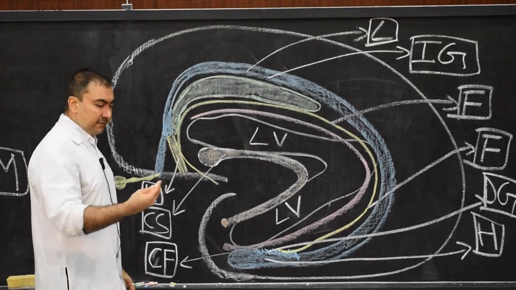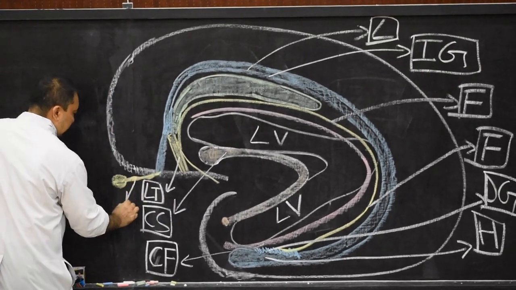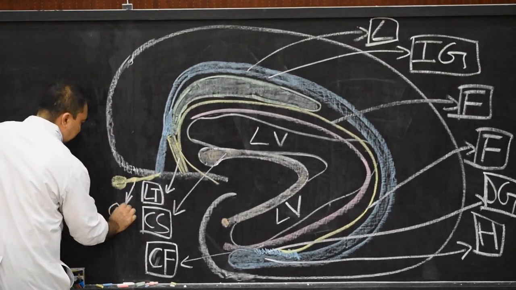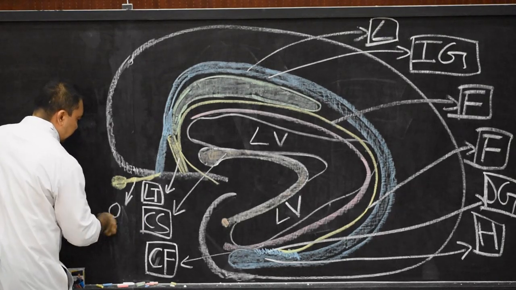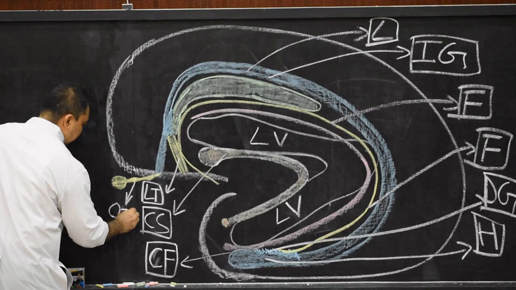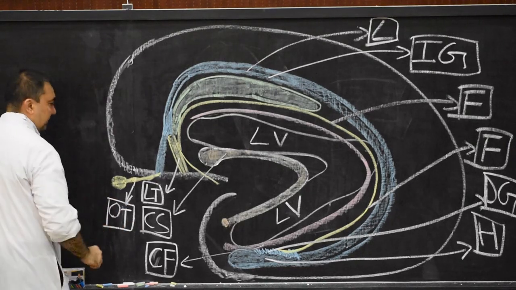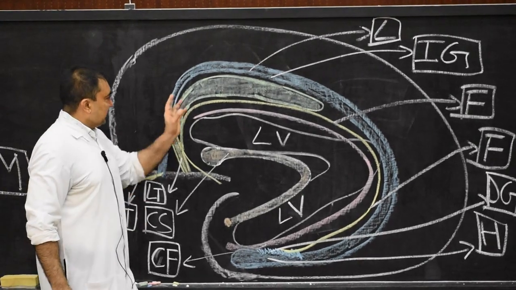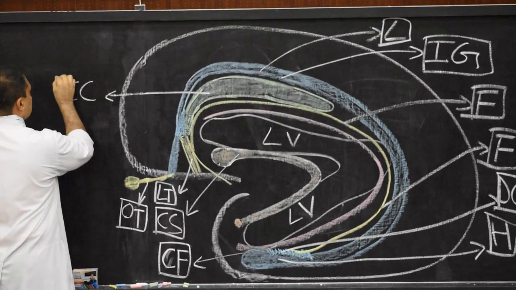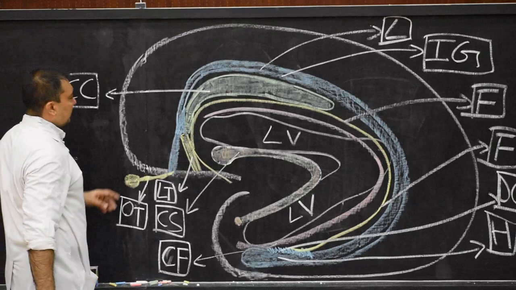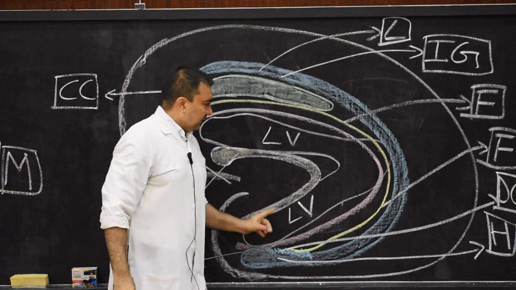And here we need to mention and mark this structure as the olfactory nerve, or better, the olfactory tract. The word used here is olfactory tract. So this much is about it, and here, yes, we are going to mark this as the corpus callosum. So here we finish our entire archipallium.